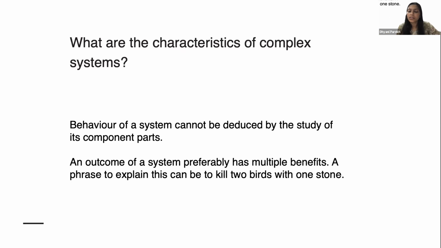And the outcome of a system preferably has multiple benefits. A phrase to explain this can be to kill two birds with one stone. So when you look at complex systems, you cannot say that there's one linear solution for it. I cannot say that I will create one thing that will solve AMR. That's saying that it's linear in nature. It's A to B and my problem is solved, but it does not work like that.